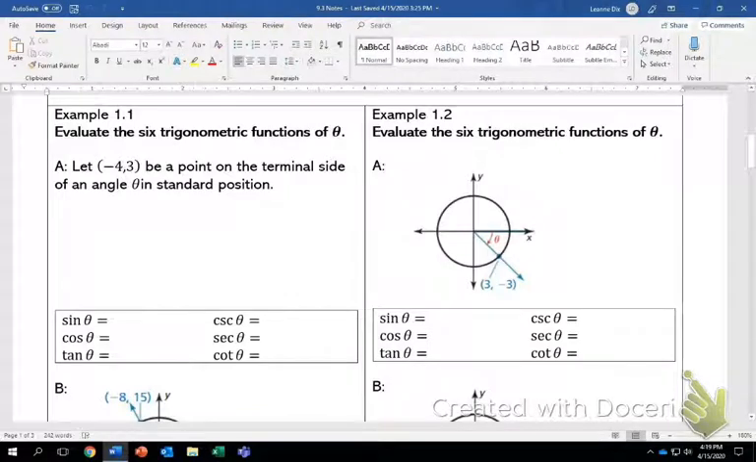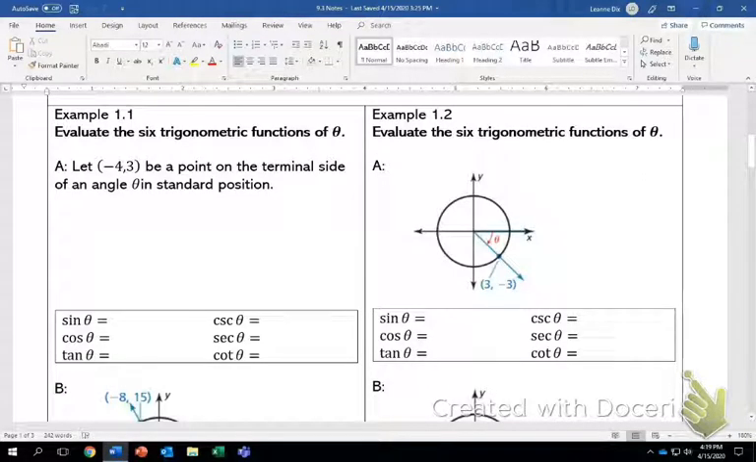So in example 1, it says evaluate the six trigonometric functions of theta. And part A of example 1.1 is written out in words, and the rest of them are pictures because that's how it's going to be presented in the homework. But I just wanted to show what it would look like if you didn't have a picture. How would the question be worded?